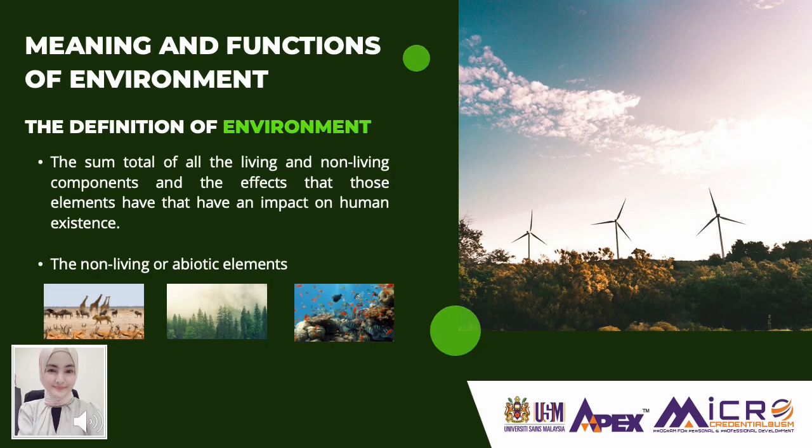Okay, the term environment itself refers to the sum total of all living and non-living components and the effects that those elements have on human existence. The non-living or abiotic elements consist of things like water, land, sunshine, rocks, and air, as opposed to the live or biotic elements, which are things like animals, plants, forests, fisheries, and birds.